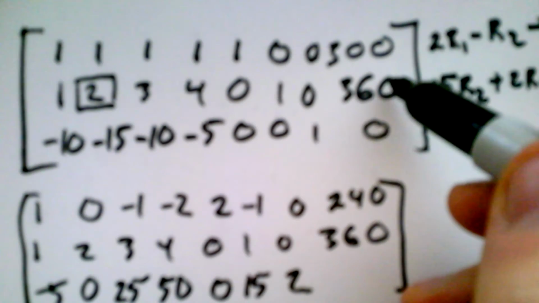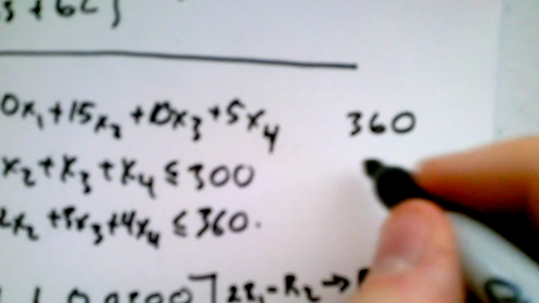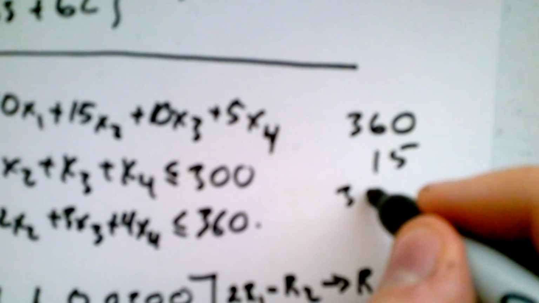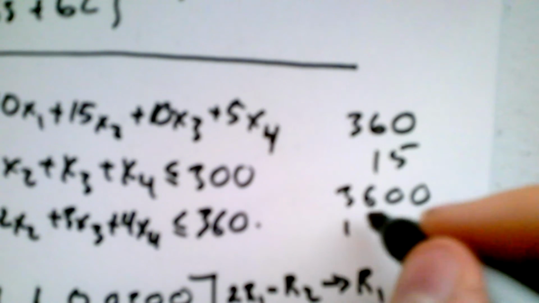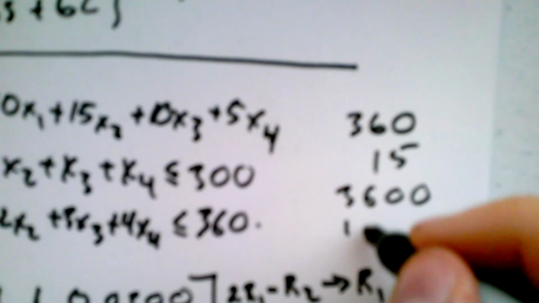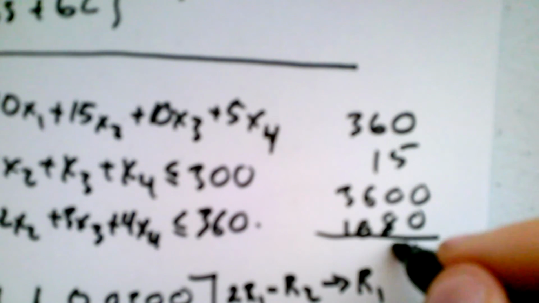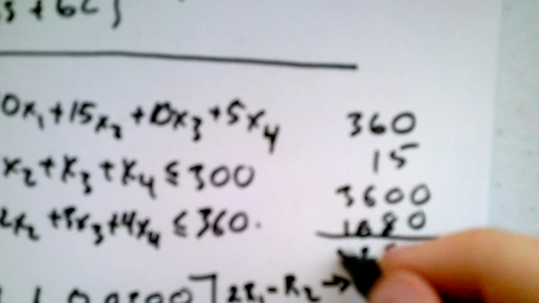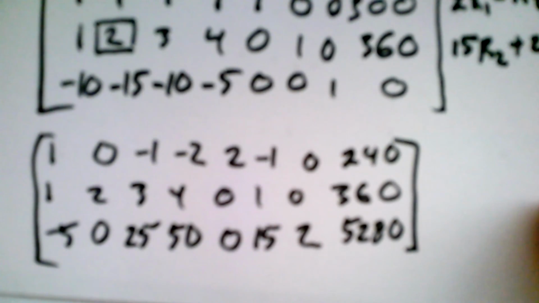And 15 times 360 is a large number. 15 times 360, we get 3, 6, 0, 0, and we get 1, let's see, 1, 6, 8, 0, adding up to be 5, 2, 8, 0. So 5280 is our new constant.